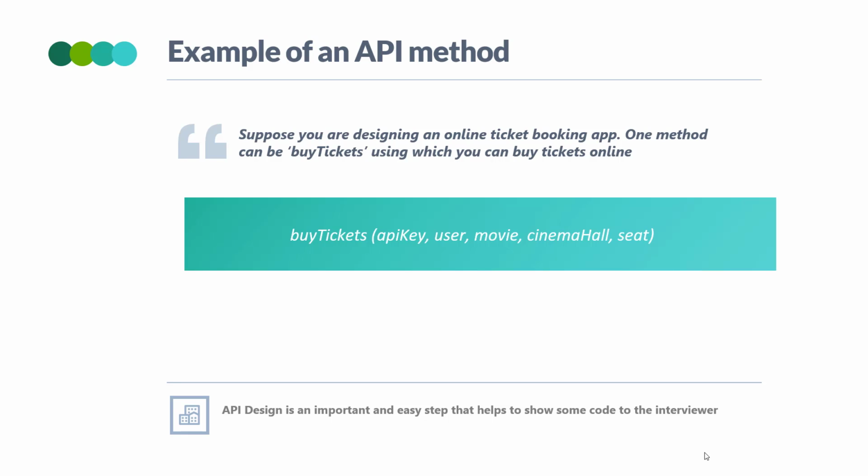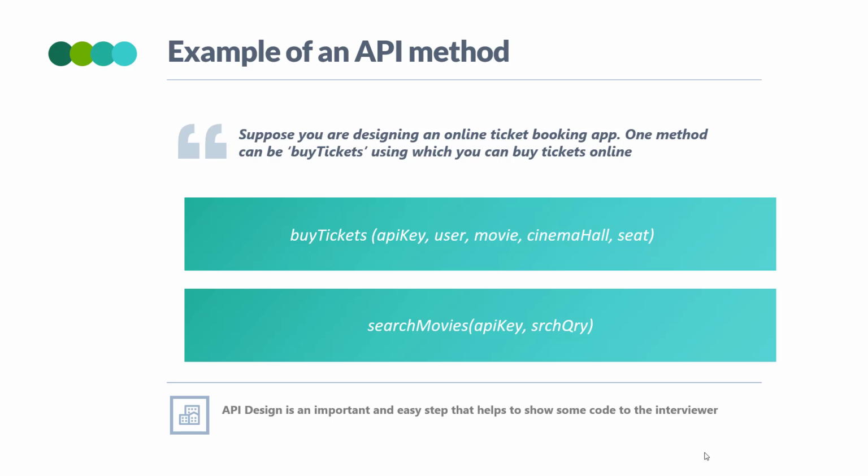So here let me cover the first method, buy tickets. I'm passing some attributes here: API key, user, movie, cinema hall, seat. So these are the different attributes. The interviewer might ask you details about the attributes, whether it is an object, what kind of object it is, is it a string or integer, all details like that. Here, if you see, there is another attribute, API key, which I have added just to make sure we know who is accessing this method, who that user is, and you can use this key to build a rate limiter on top of the method. So basically you need to get into the details of the API here and expect more questions from the interviewer.